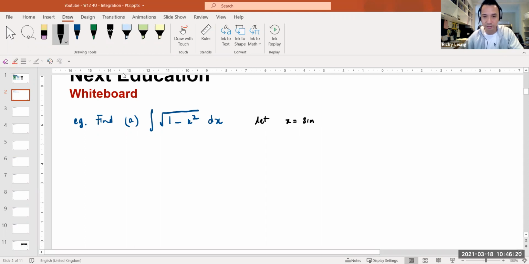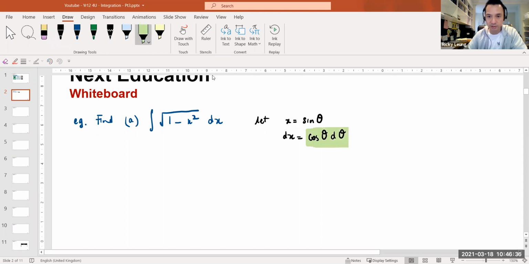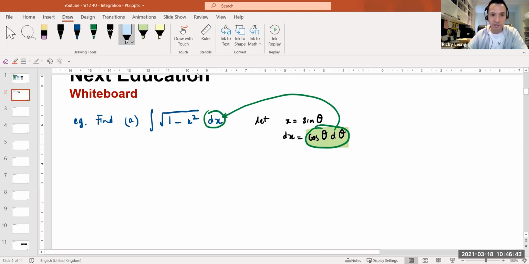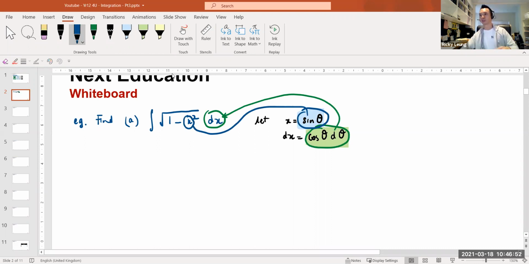Oops, sorry, sine theta, right? Because I want to change the variable. So I'm going to replace the x's with theta. So in this case, differentiating both sides, the derivative of sine is cos theta, positive, d theta. Guys, I'm going to substitute this into here. I'm going to substitute this into here. Yeah, and see where it takes me, right?